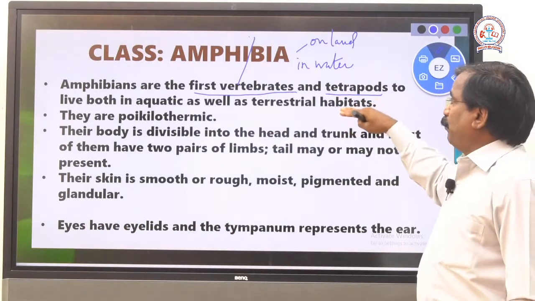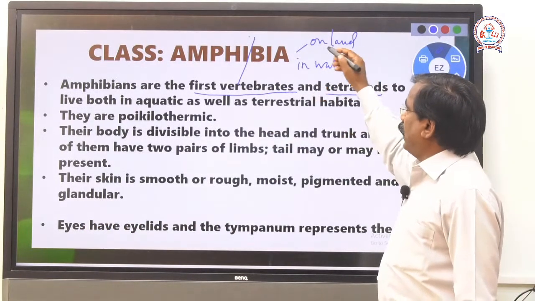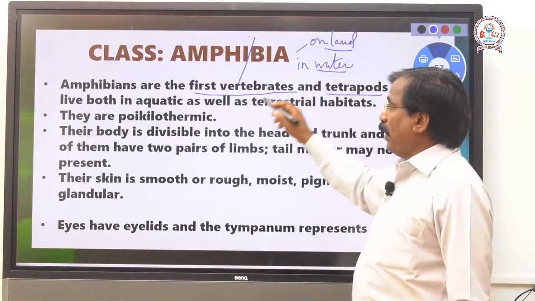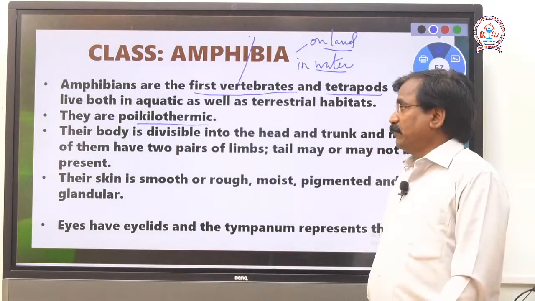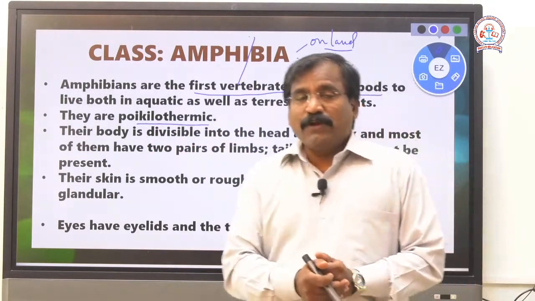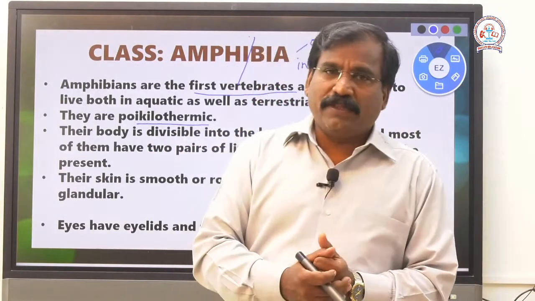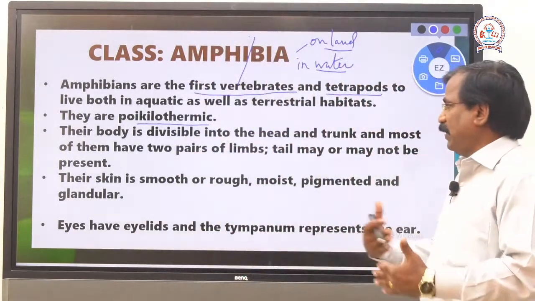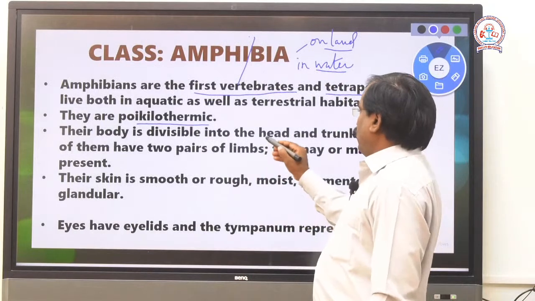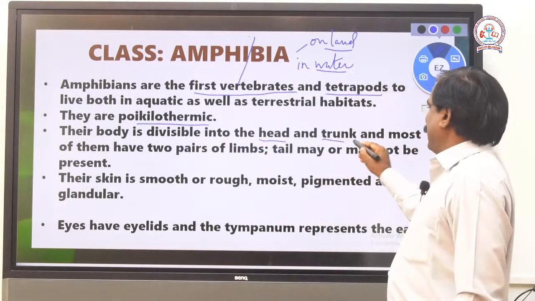Amphibia can live on land and in water. Poikilothermic, otherwise known as cold-blooded, that is, body temperature fluctuates. Body is divided into head and trunk.